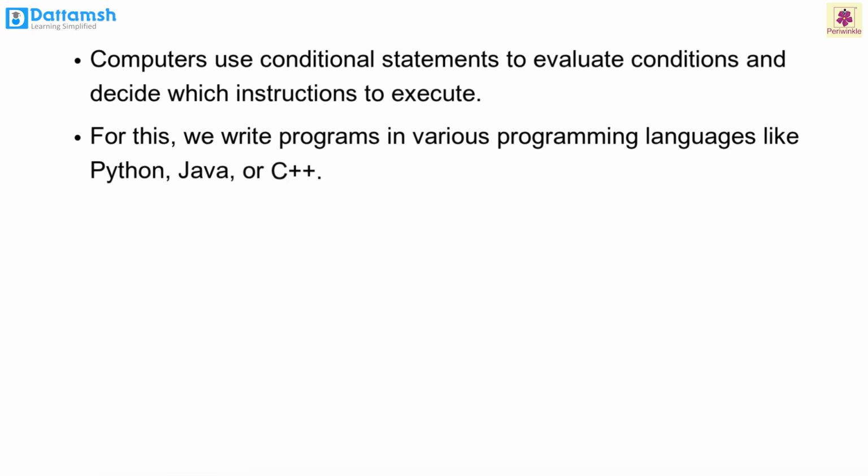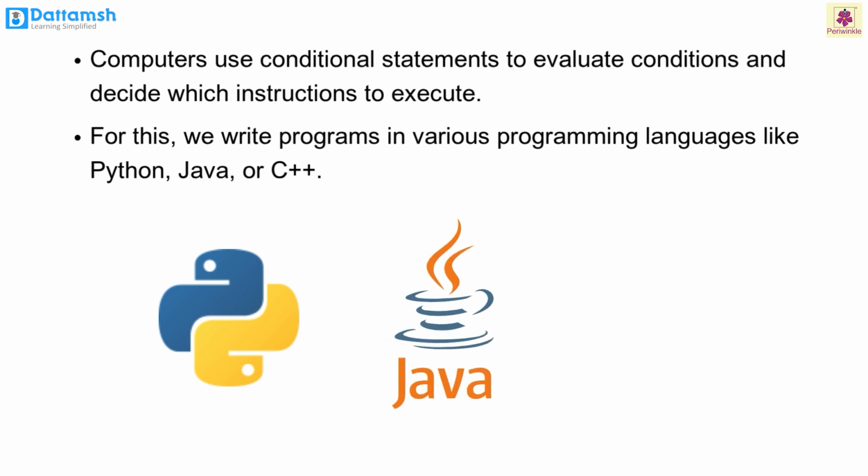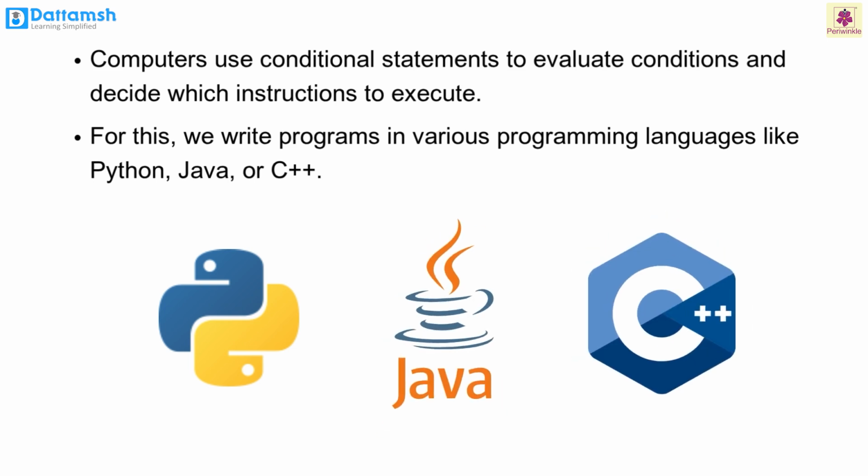Computers use conditional statements to evaluate conditions and decide which instructions to execute. For this, we write programs in various programming languages like Python, Java, or C++. Let's explore some more examples of how Python implements these conditional statements.